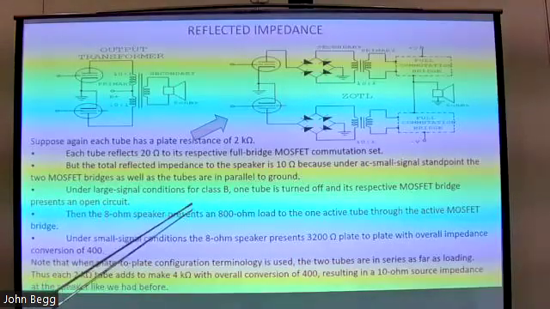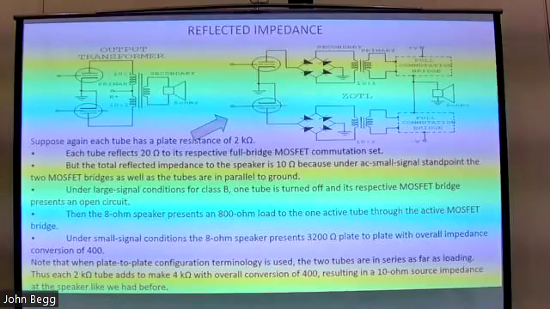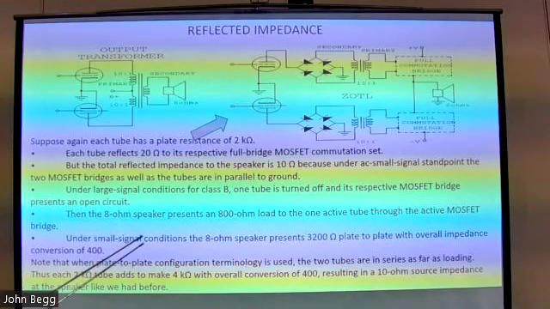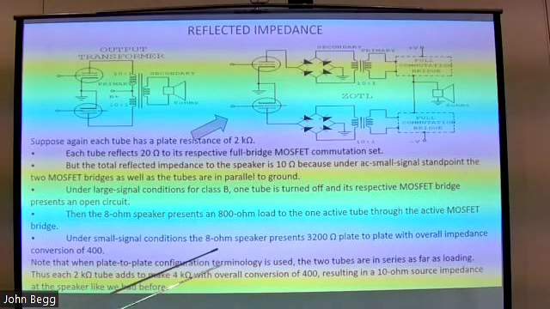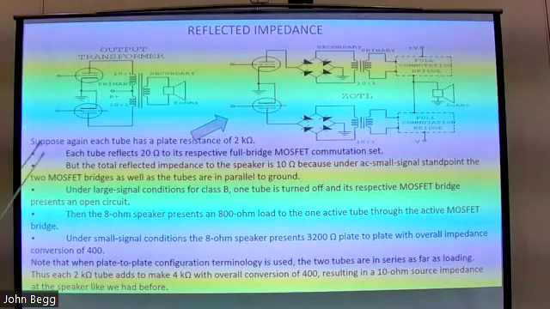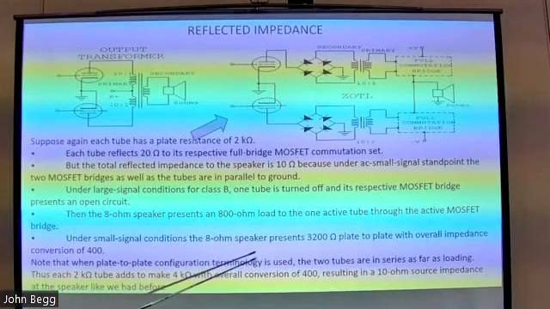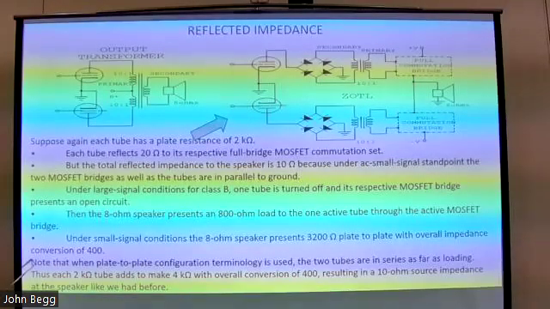Under large signal conditions for class B, one tube is turned off. Its respective MOSFET bridge presents an open circuit. Then the 8 ohm speaker presents an 800 ohm load to one active tube through the active MOSFET bridge. Boy, that sounds familiar too. Under small signal conditions, the 8 ohm speaker presents 3200 ohms plate to plate, with an overall impedance conversion of 400. Again, those are familiar numbers.